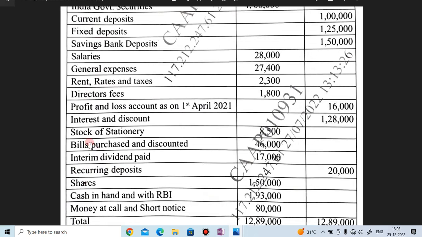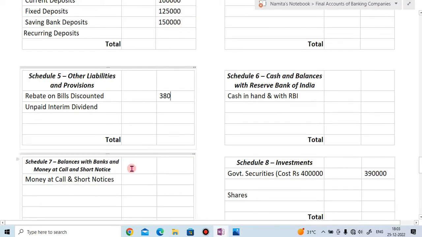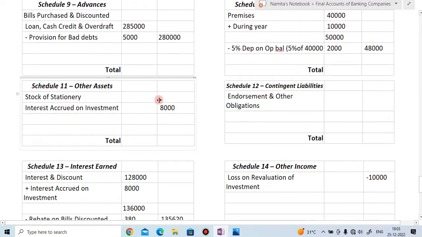Now next is what? After interest and discount, adjustment is also solved. Stock of stationery 8,500. Stock of stationery schedule number 11, okay. Stock of stationery 8,500.